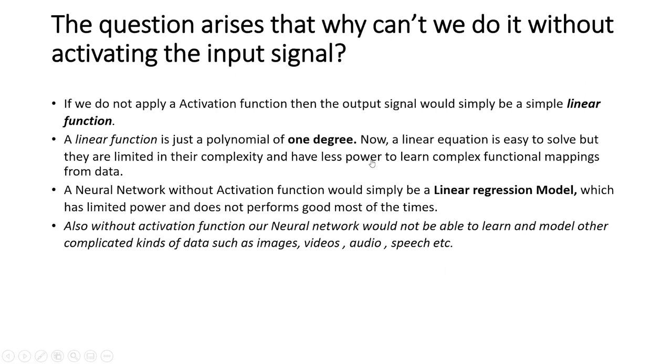Now the next question that will arise is, why can't we do it without activating the input signal, right? What if I want to activate all the input signals and we don't need an activation function to specifically pass on these signals? Now if we do not apply an activation function, then the output signal would simply be a linear function. And that's why I said linear regression, which is a linear transformation of the input variables, is much different from the neural network because the neural network introduces certain non-linearity in the data set, right?